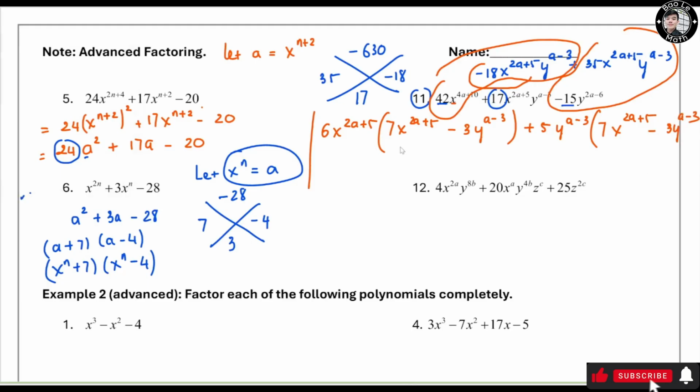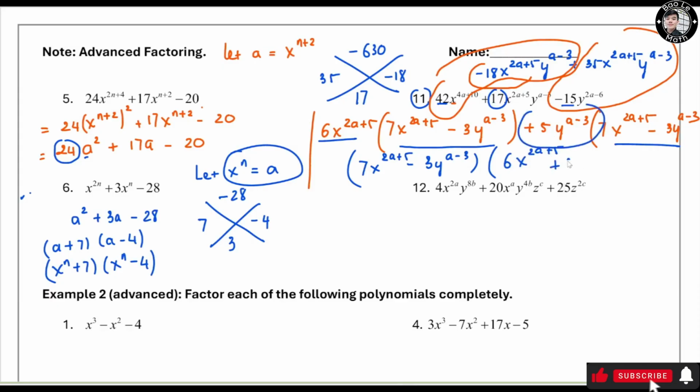Look at the left and the right, we have the common factor here. So we're going to factor out 7s raised to the 2a plus 5 minus 3y raised to the a minus 3. The first one has 6s raised to the 2a plus 5 left. The second one has plus 5y raised to the a minus 3 left.